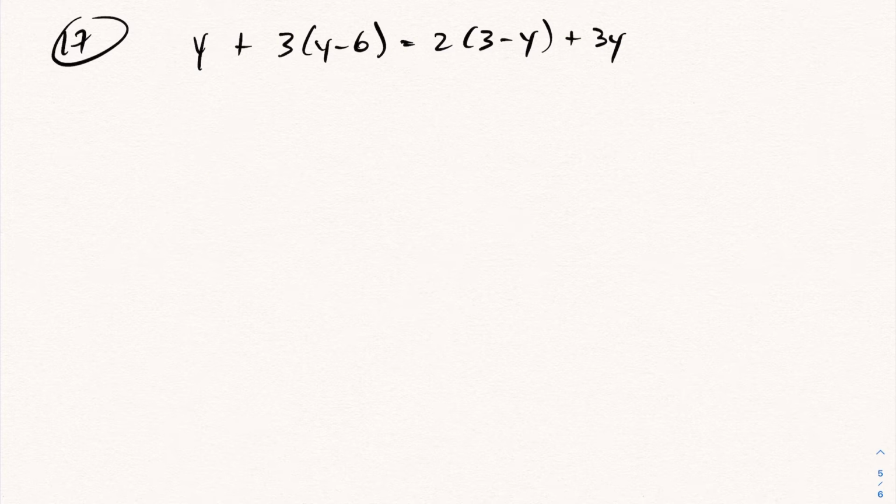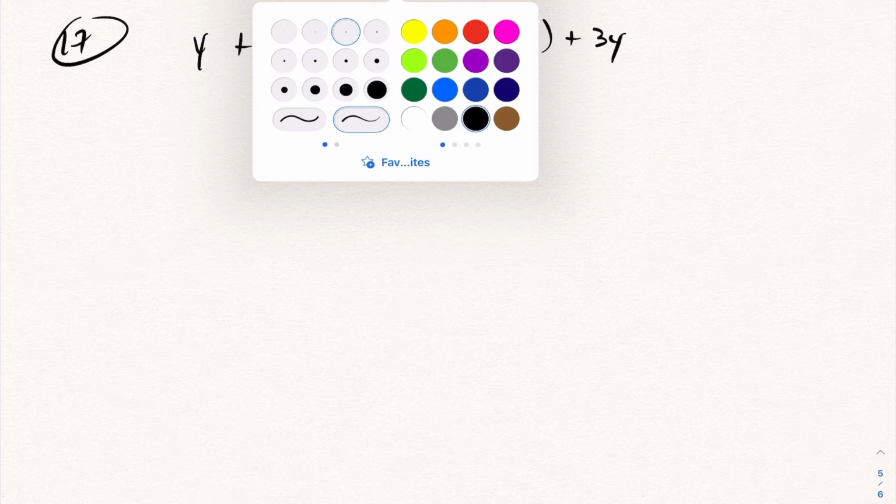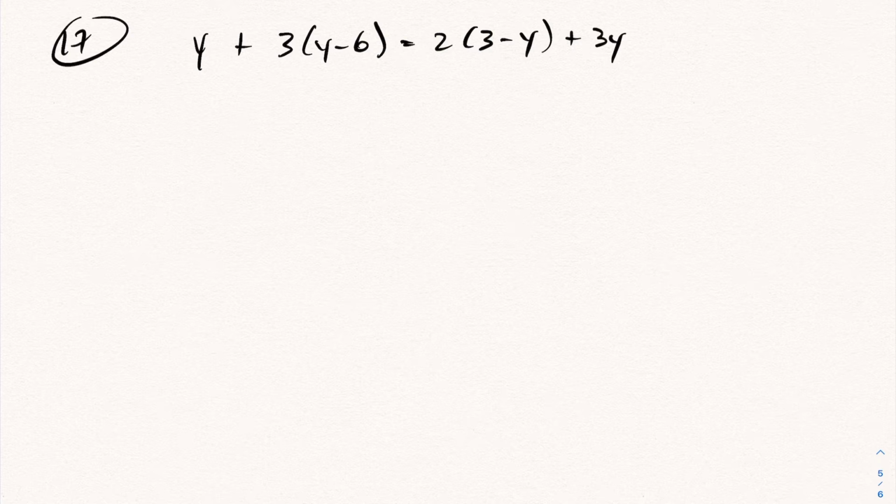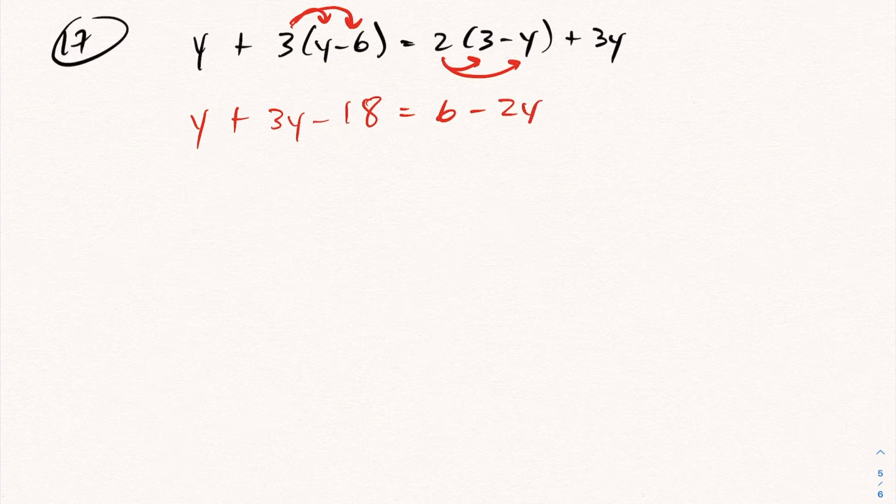Okay, so let's take a look at number 17 here. With number 17, again, you want to get the y's to one side of the equation, but I can't do that until I do my distribution. So I'm going to have to distribute the y, and the 3, I should say, into the binomial, and likewise the 2. So this becomes y plus 3y minus 18 equals 6 minus 2y plus 3y. Now, again, you should collect like terms, and these are like terms, and these are like terms. Now, a common mistake: I can't add these all up all the way across.